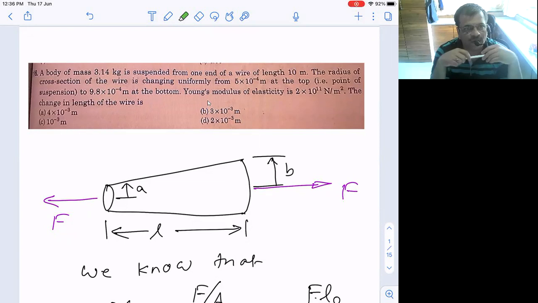A body of mass 3.14 kg is suspended from one end of wire of length 10 meter. Ek tapered wire. The radius of cross section of this wire is changing from 5 into 10 to the power minus 4 meter at the top, that is at the point of suspension, to 9.8 into 10 to the power minus 4 meter at the bottom. Young modulus of elasticity is 2 into 10 to the power 11 newton per meter square. The change in length of the wire is.